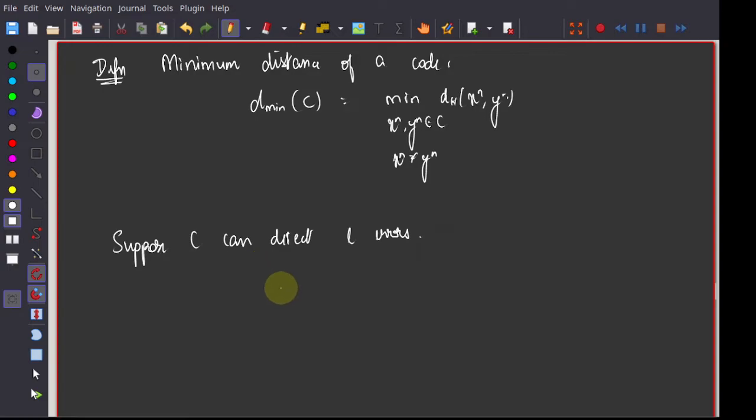Clearly, L cannot be any larger than D. It should be strictly less than D. Otherwise, what can happen? So there should be some error vector, right? So let's take the following example.